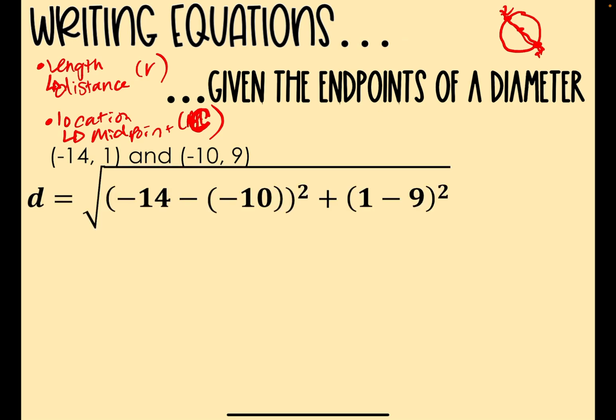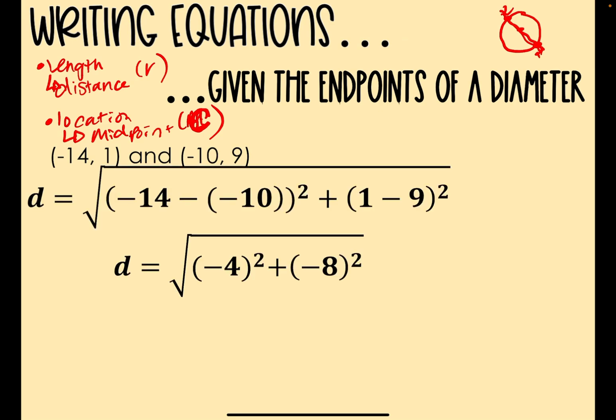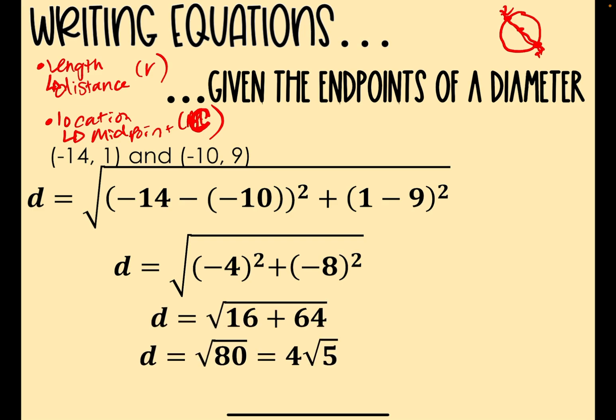All right, so this one, when I plug it in, I get that the distance is square root of 80, which simplifies to 4 square root of 5. This is the length of my diameter, which means I'm going to have to divide it by 2 to get the length of my radius. This simplifies to 2 square root of 5 over 1. That 1, just like air, it's always there, but you're not always going to see it, so we're not going to see it. And we just get 2 square root of 5 for my radius.